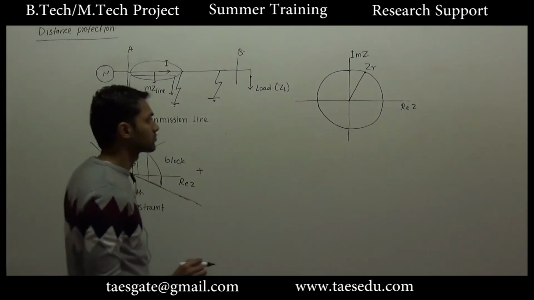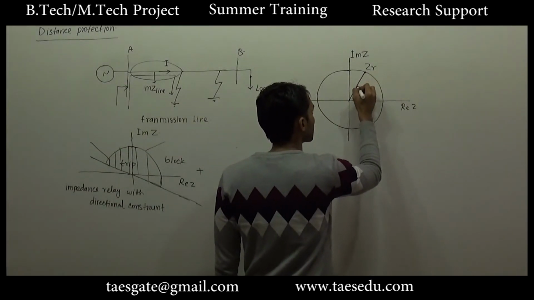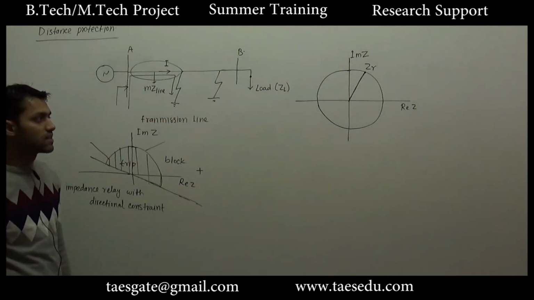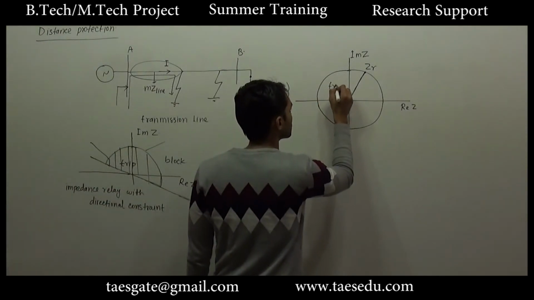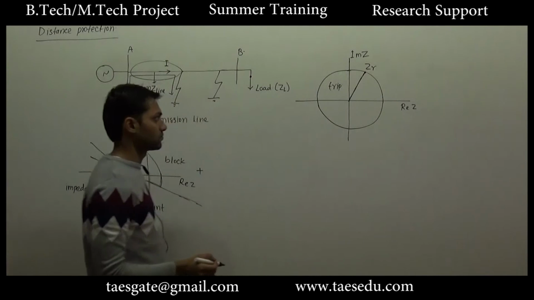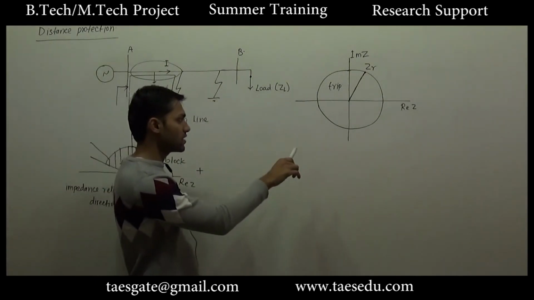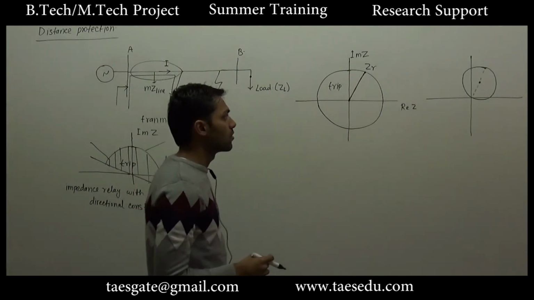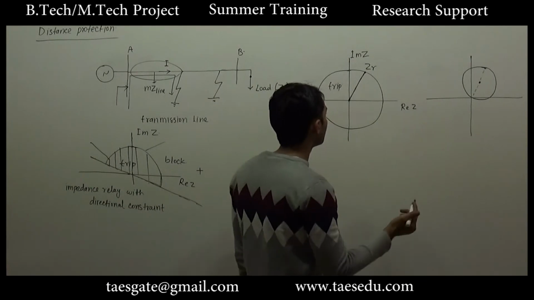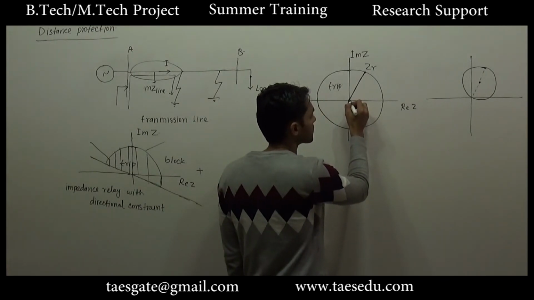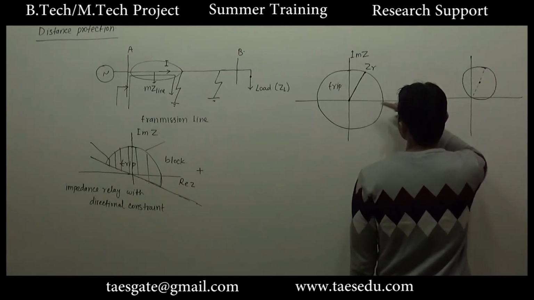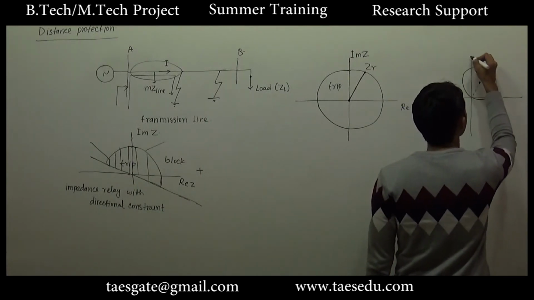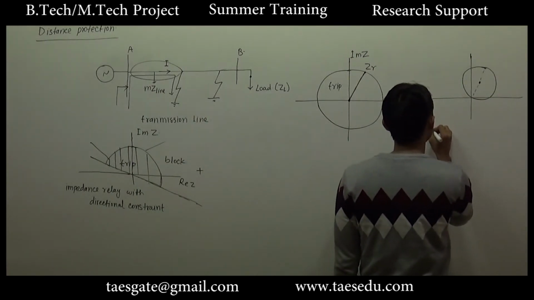This ZR is the reference impedance. If the impedance seen by the source is less than ZR, the relay will operate. This is the trip region. Okay. So this is a non-directional impedance relay. This is an impedance relay with directional constraint. A modified impedance relay is obtained if we offset the center of the impedance circle from the origin. If we shift the center of this impedance circle from the origin, we will get a modified impedance relay.